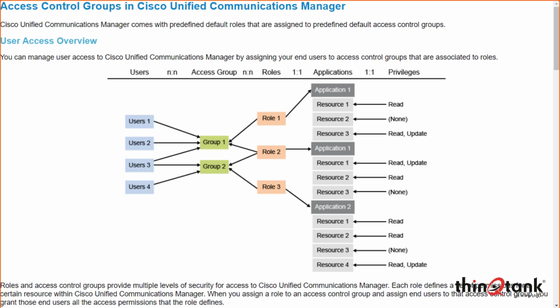The arrows kind of represent the direction of configuration. So groups don't get assigned to roles, roles get assigned to groups, and then roles provide us access to different applications. Read access, no access, read and update access. That's the flow chart information that I was showing you guys before.